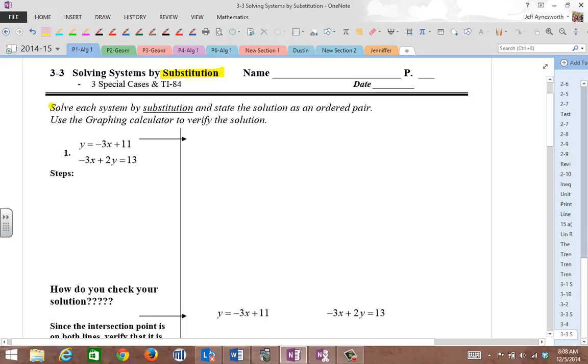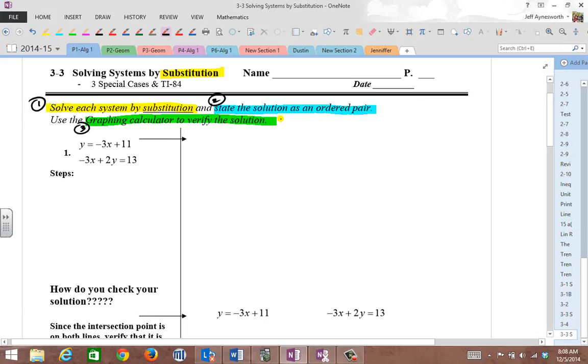So what we want to do throughout all of these examples here is we want to solve each system by substitution. We're going to state the solution as an ordered pair. And the third thing is we're going to use the TI-84 and verify the solution, both manually on paper and with the TI-84. So we've got three things we need to do here. Number one, we've got to solve. Number two, we're going to state the solution. Number three, we're going to check and verify the solution manually and with the TI-84.